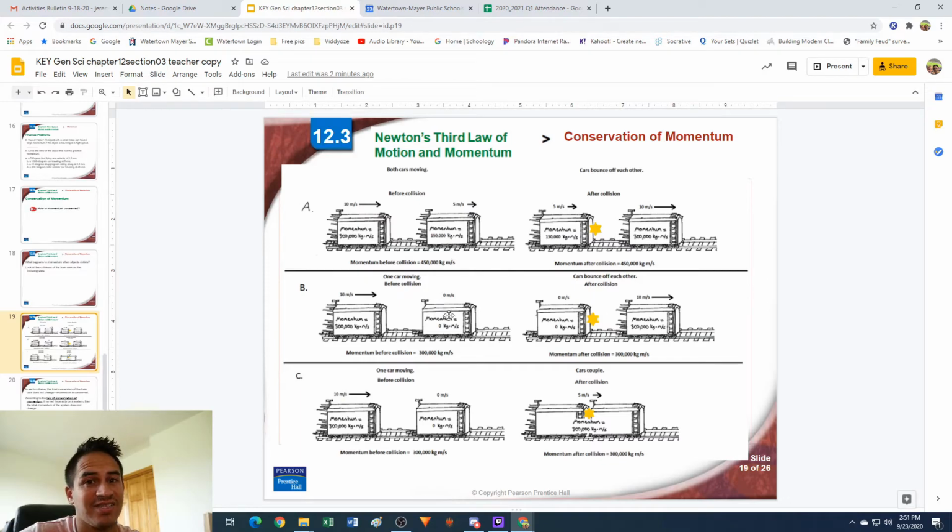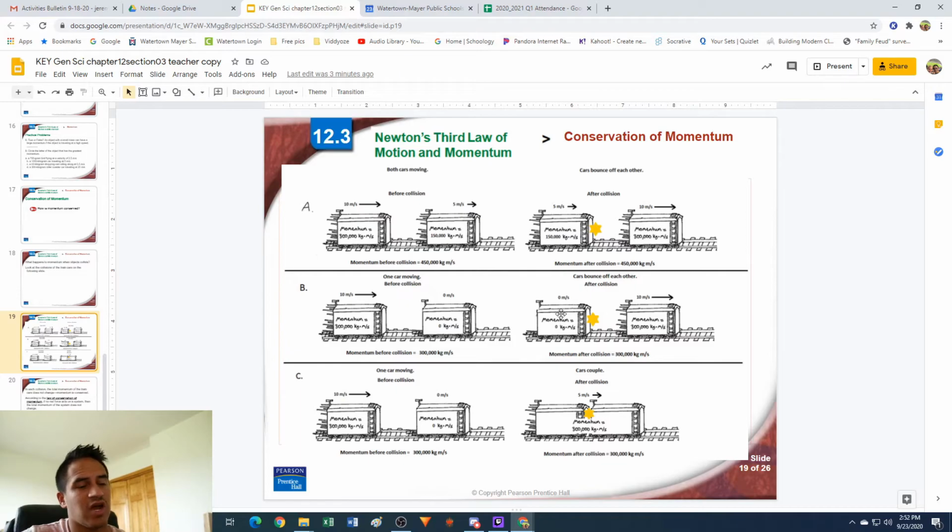All right, let's take a look at example B here. In this example, we have a cart, again, moving at 10 meters per second. It has a momentum of 300,000 kilograms meters per second. And you have a second cart that's not moving, so it has zero momentum, right? It's not going anywhere. This first cart hits the second cart. The second cart, of course, gets knocked away and speeds away at 10 meters per second.